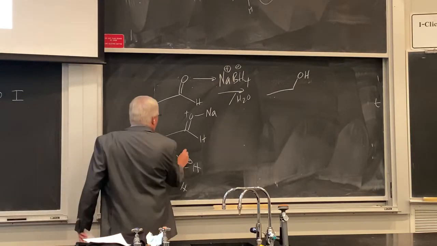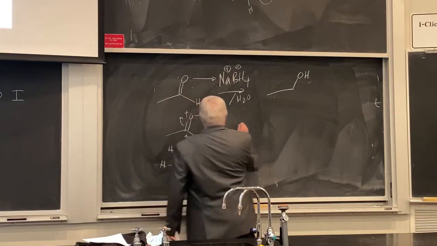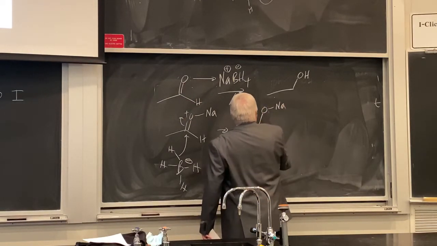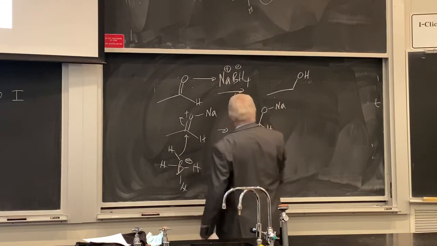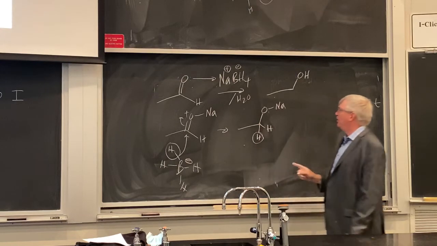How does this work now? Well, you see, it's more susceptible to that attack, right? So we can get the hydride on there, the sodium. The other hydrogen was already there, but let me circle that one that just went on there with its pair of electrons, right?